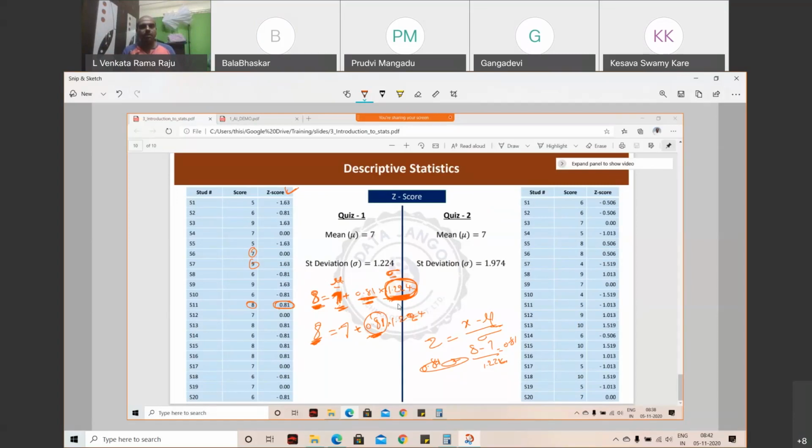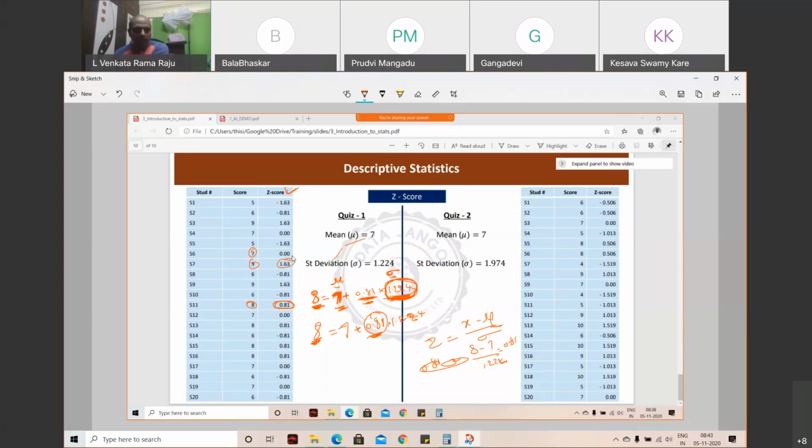0.81 Z-score is like 0.81 centimeters. It is not even 1 centimeter, it is not even 1 Z-score. 1.63 Z-score means like 1.63 centimeters. You know centimeter on a scale, but the Z-score you need to understand in your mind. Got it? In your mind you need to understand.